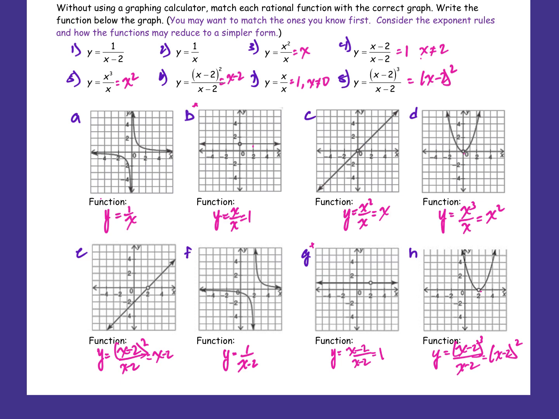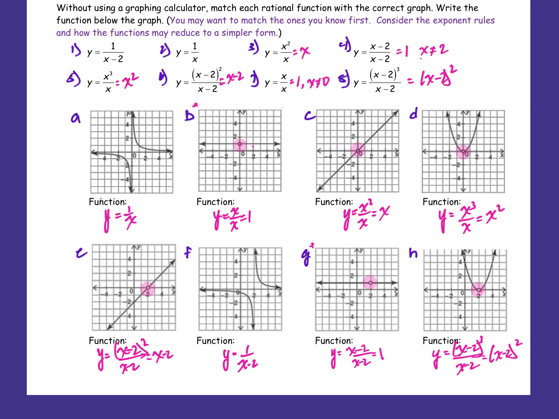Now, I do want us to notice, other than those two, every single other one, we had to cancel something out, right? And if you notice, each of the graphs had this little hole in the graph, right? Right there, right here, here, and here. And that spot happens to be where what got canceled out, right?